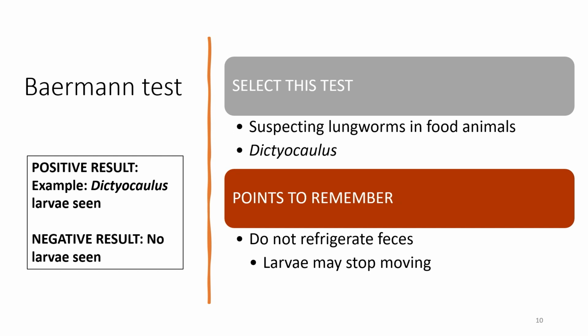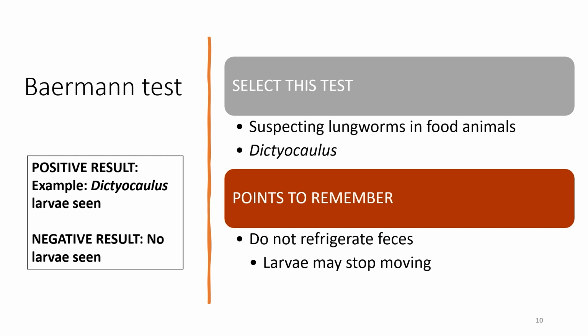We would recommend that you pick this test though only if you're suspecting lungworms in food animals. And so in cattle, Dictyocaulus viviparus is the large lungworm, and that is the only larvae we expect to see in the feces of cattle. That is fresh feces from cattle. If you get feces from the ground, often we see those free living larvae.